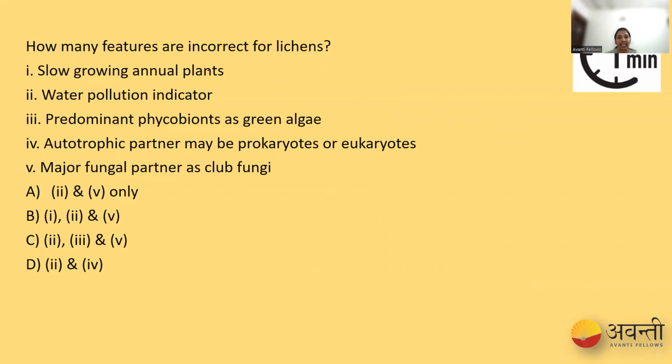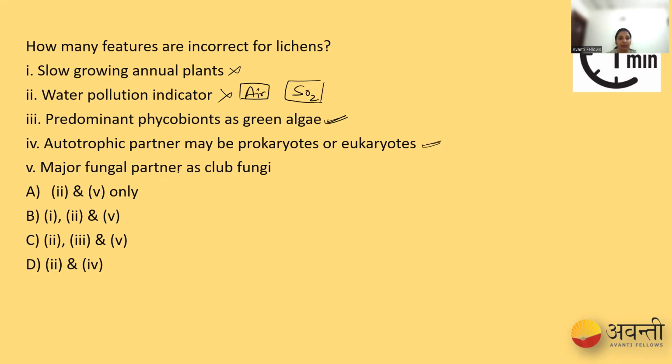Number one says slow growing annual plants. First, lichens are not plants. They are a symbiotic association between the fungi and the algae. Water pollution indicator, they are not water pollution indicators. They are air pollution indicators. They are very sensitive to sulfur dioxide gas. Predominant phycobiont as green algae, absolutely correct. Autotrophic partner may be prokaryotic or eukaryotic, absolutely correct. The phototrophic partner may be prokaryotic, that is a bacteria like cyanobacteria, or it could be eukaryotic.